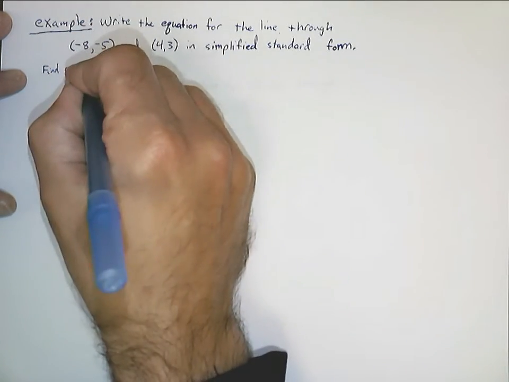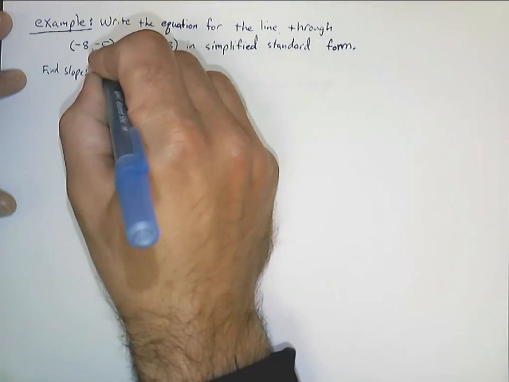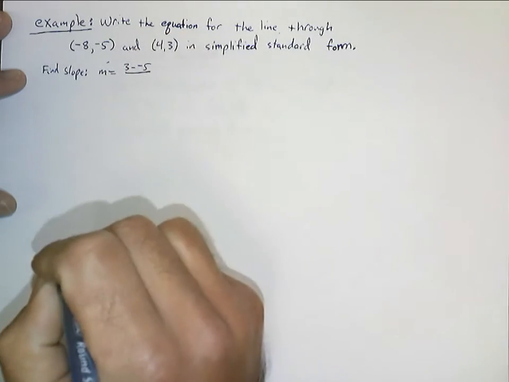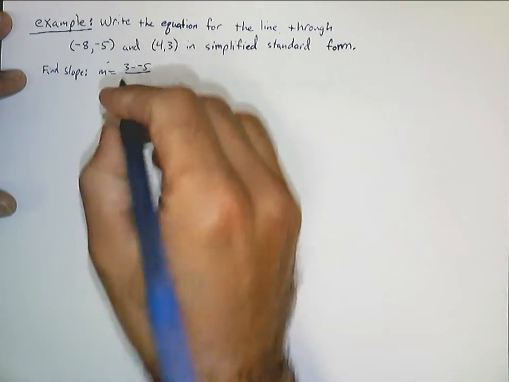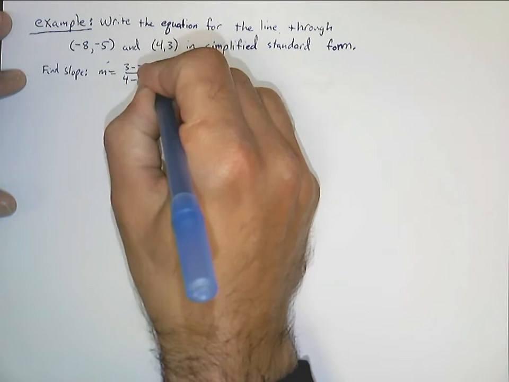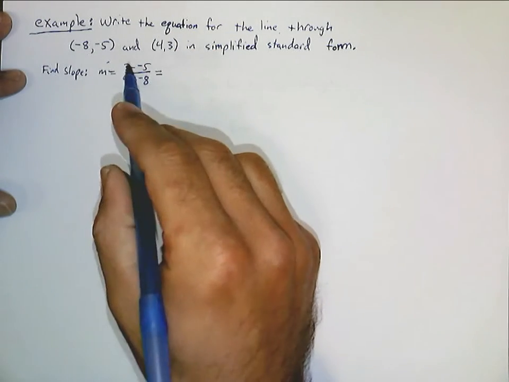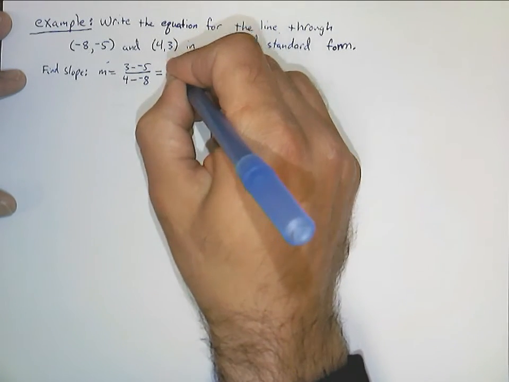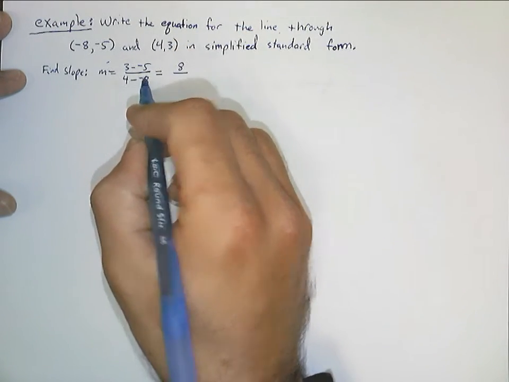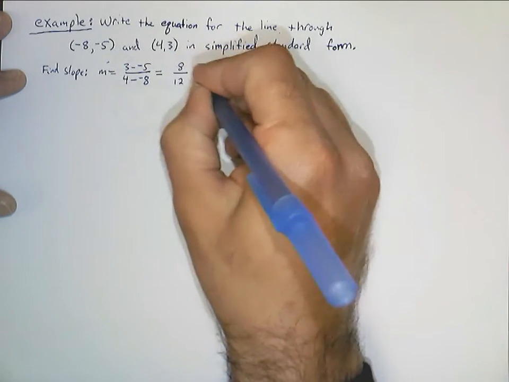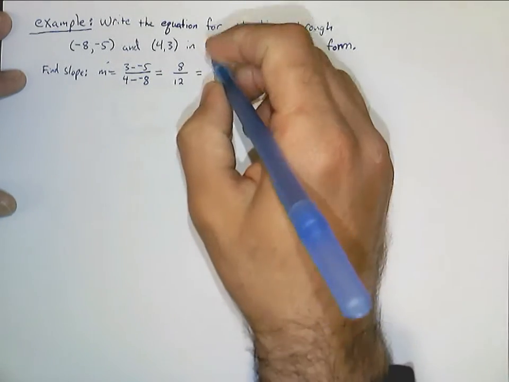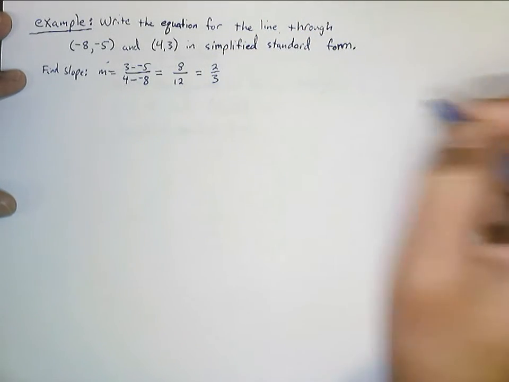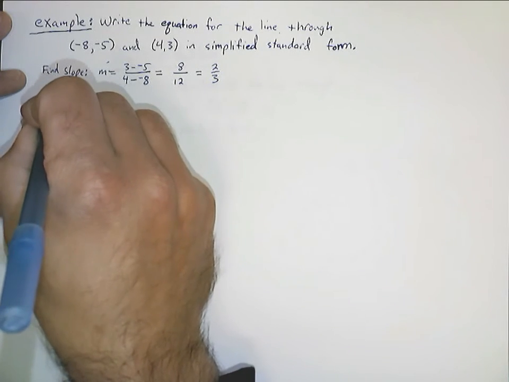We just take the difference in the y's, 3 minus -5, and divide that by the difference in the x's, 4 minus -8. And we simplify that down a little bit. 3 minus a -5 would be a positive 8. And 4 minus -8 would be a positive 12. But 8/12 is, of course, just 2/3. There we go. Now we can write the point-slope form. Really easy.